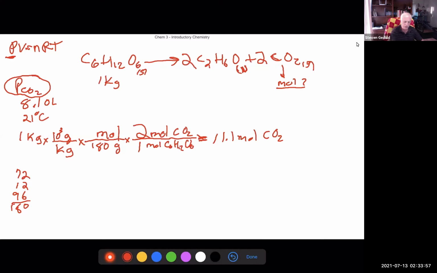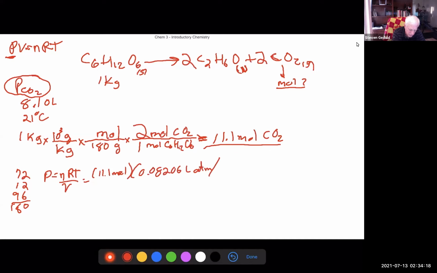So now we've got our moles of CO2. Now we have everything we need. We're looking for pressure. So pressure equals nRT divided by V. The number of moles we calculated is 11.1 moles of CO2. R is 0.08206 liters atmospheres per mole per Kelvin.